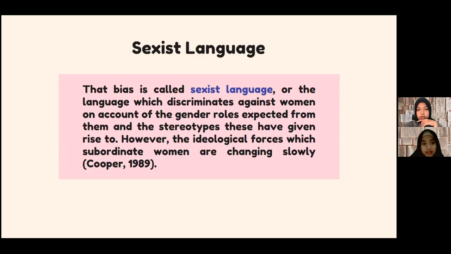Then there is sexist language. That which is biased, as discussed before, is called sexist language, or the language which discriminates against women on account of the gender roles expected from them and the stereotypes these have given rise to. However, the ideological forces which subordinate women are changing slowly.